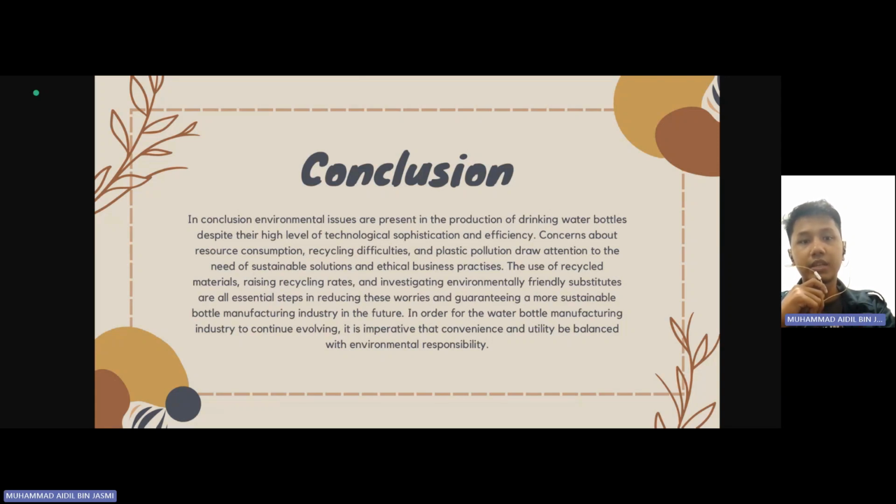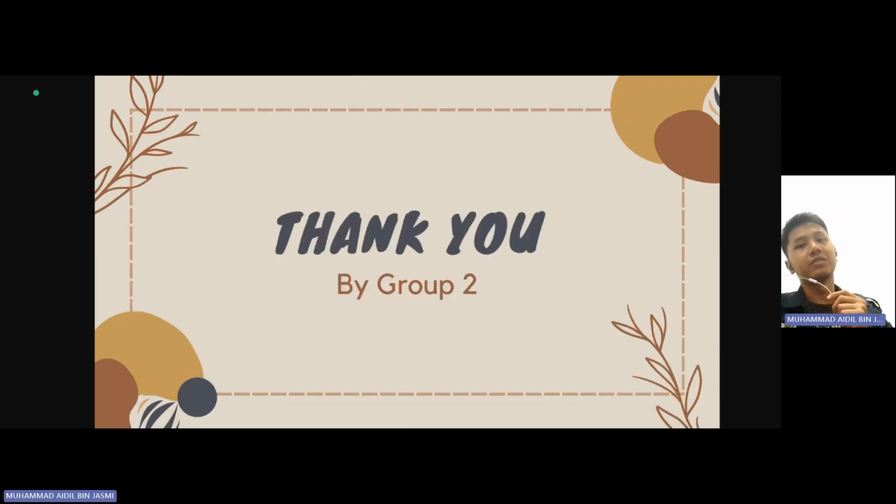And the use of recycled material, rising recycle rate, and investigating environmentally friendly substitutes are all essential steps in reducing these worries and guaranteeing a more sustainable bottle manufacturing industry in the future. In order for the water bottle manufacturing industry to continue evolving, it's imperative to balance convenience and utility with environmental responsibility. Okay, so that's all from us.